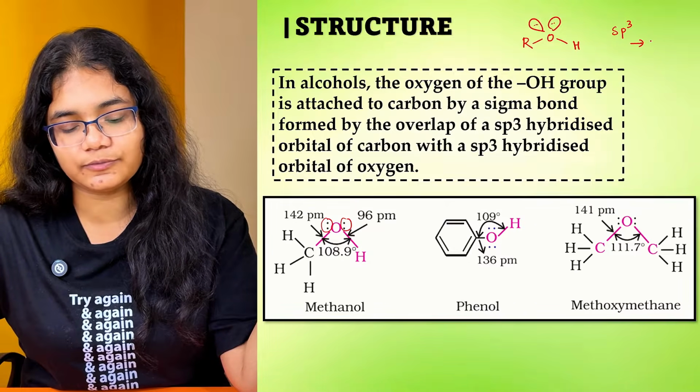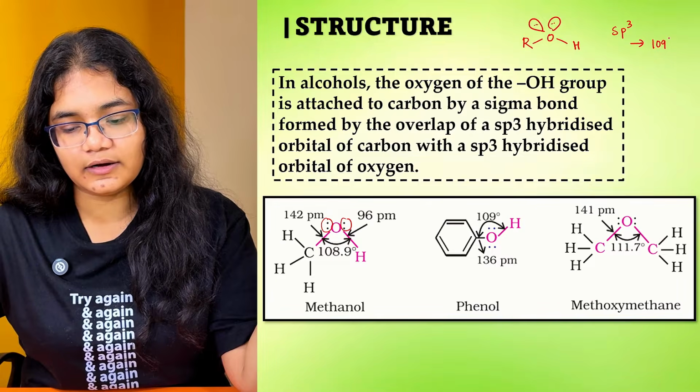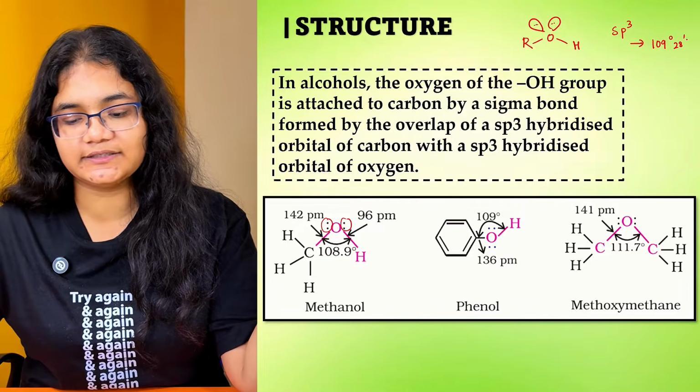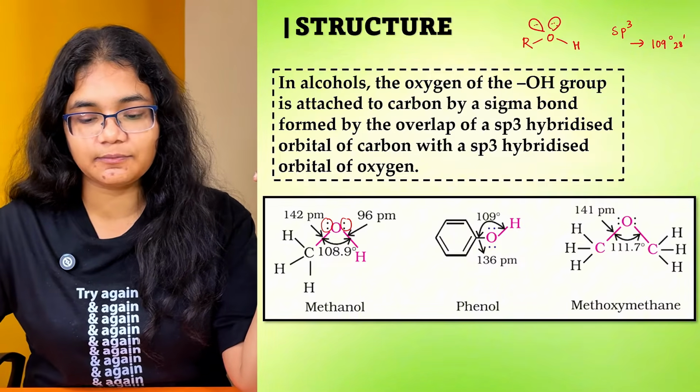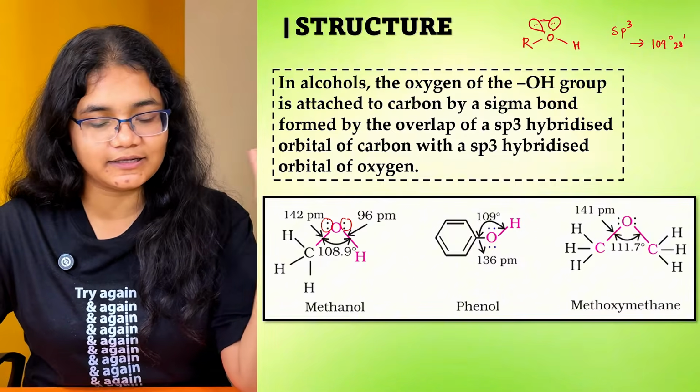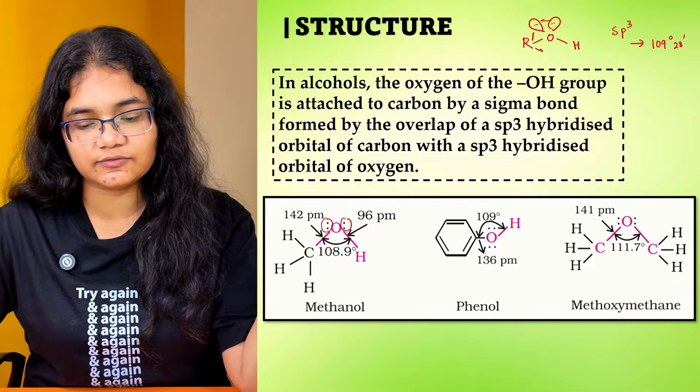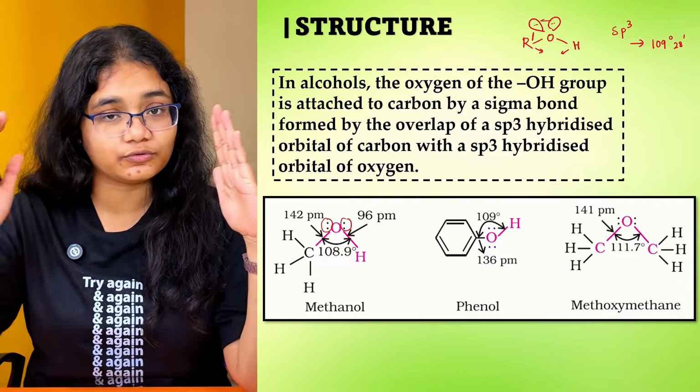And the bond angle should be 109 degrees 28 minutes. Right, that is the original value. But due to this lone pair, what happens? There is repulsion. They will repel each other. Then these will repel this one, and the bonds will slightly come closer to each other.